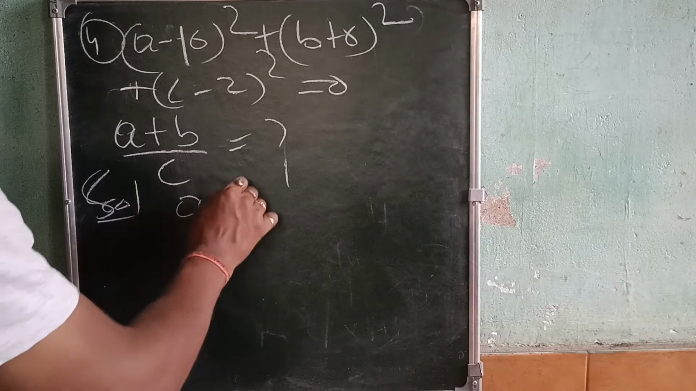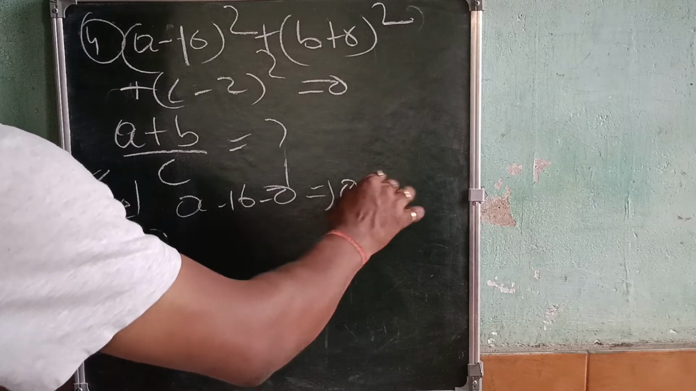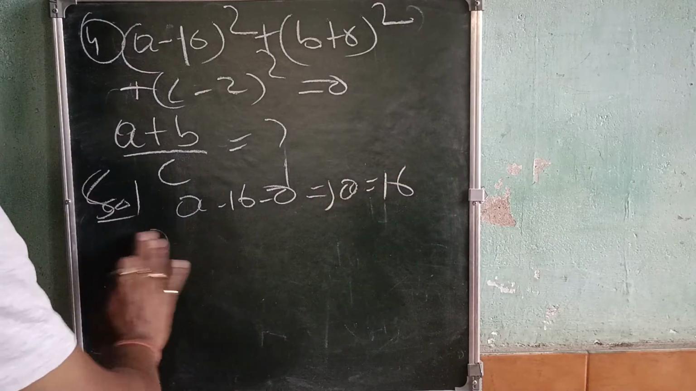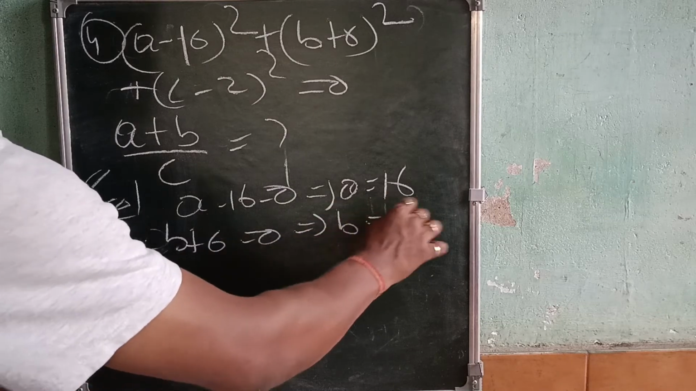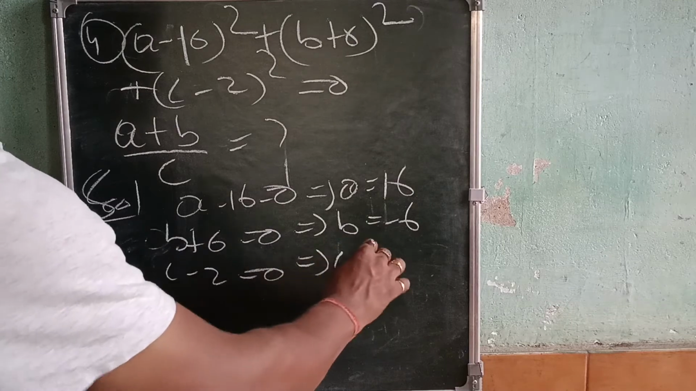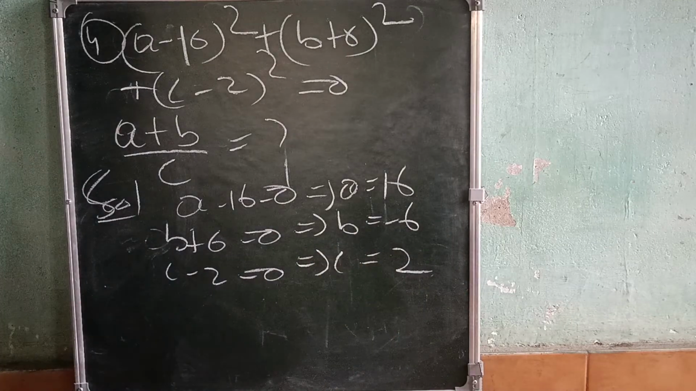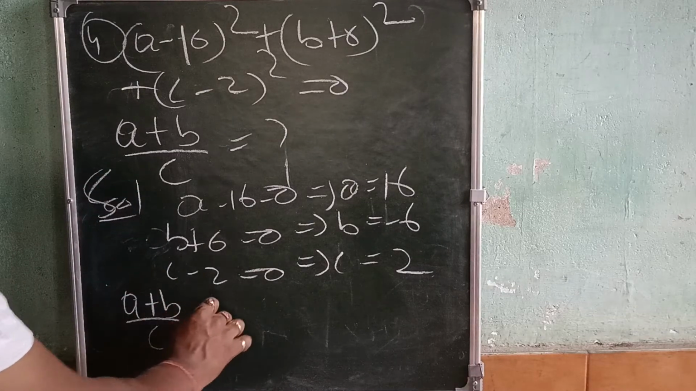a minus 16 equals 0. So a is equal to what? Plus 16. In the same way, b plus 6 equals 0. So b is equal to minus 6. c minus 2 is equal to 0. So c is equal to plus 2. So now we have found a, b, c. So just put the values in the question. The requiring part is (a plus b) by c.